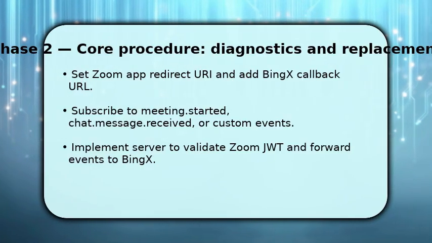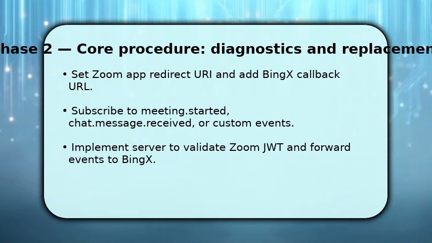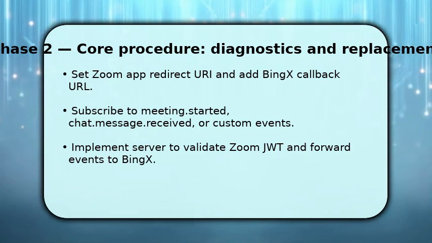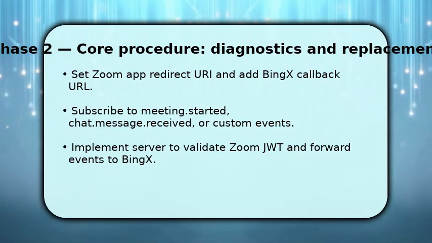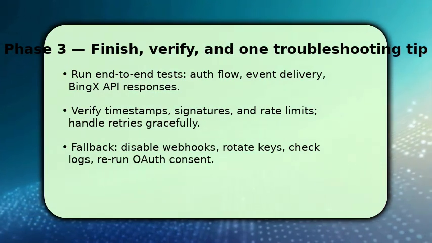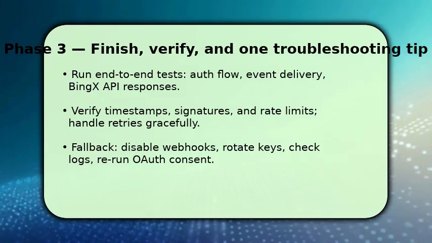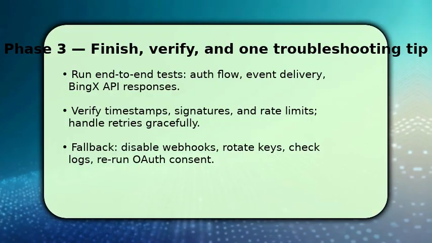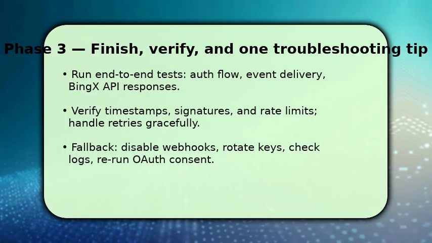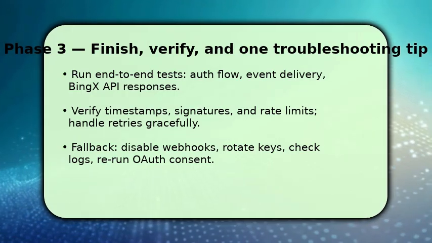Then transform those event payloads into the format BingX expects and securely forward them to the BingX API or webhook endpoint. Make sure you finish with thorough end-to-end testing. Run the OAuth sign-in, trigger the subscribed Zoom events, and confirm BingX receives and acts on them. Check why something failed by verifying timestamps and signature headers. Mismatched time or missing verification will block events.